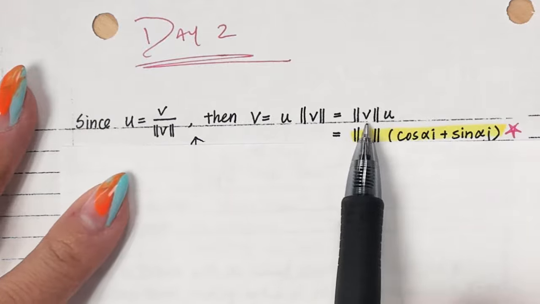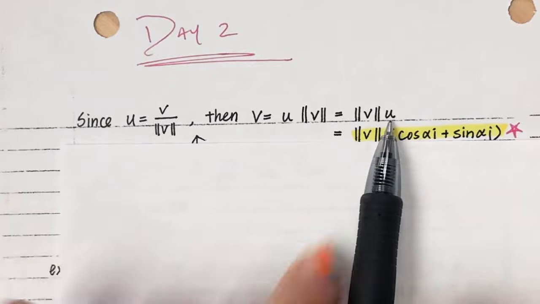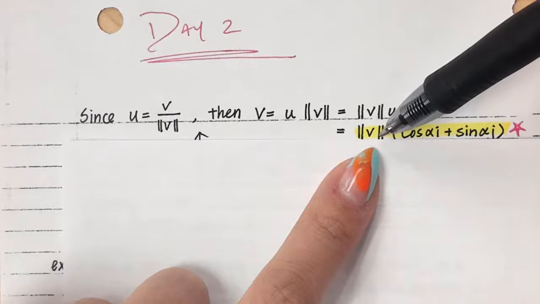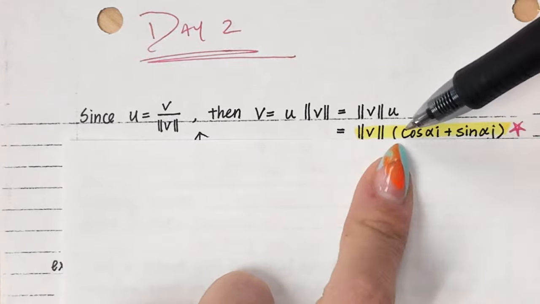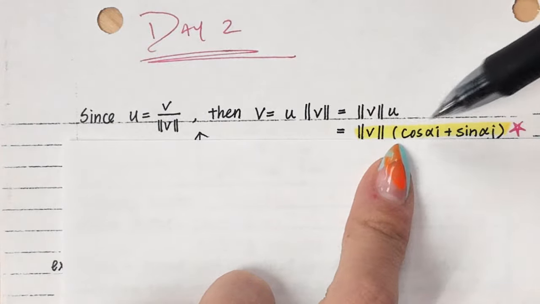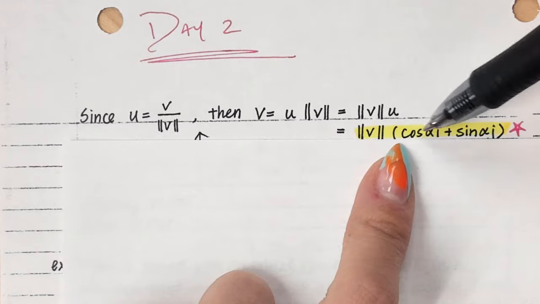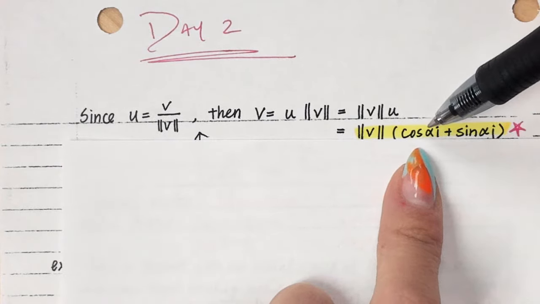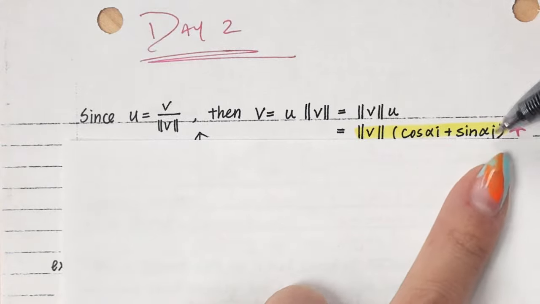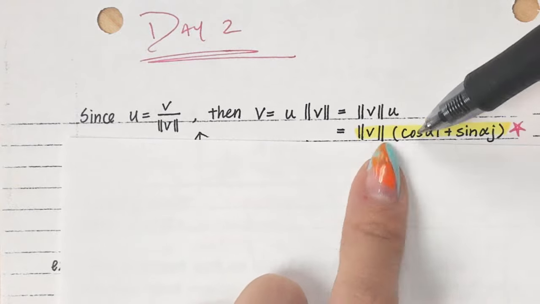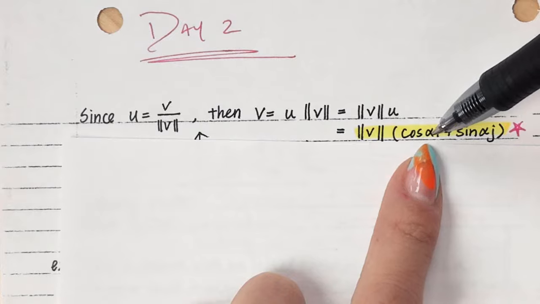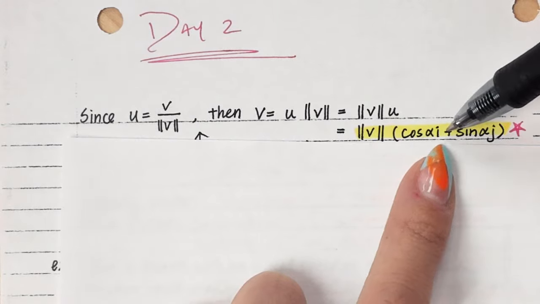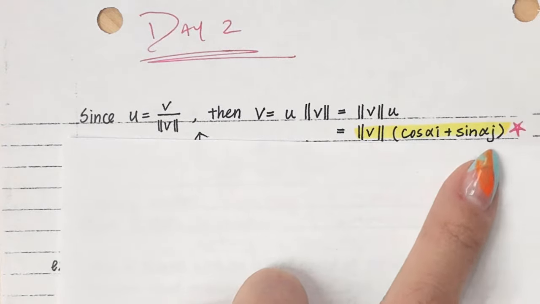Okay, so using this is the magnitude, and then this u would be the unit vector. The unit vector we could write as something I plus something j. So this is another way of writing it, cosine of alpha I plus sine of alpha j.